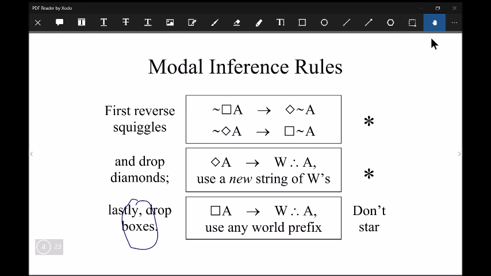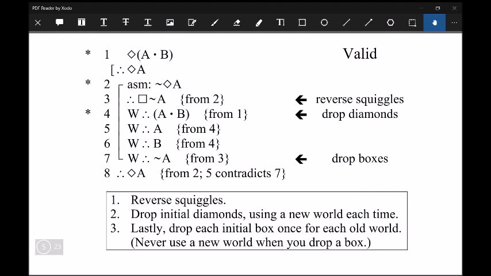So necessary A, and you don't start with this because you might have to use it more than once if you have various worlds, and if they come up later and whatever. So reverse squiggles first, and drop diamonds, and lastly, drop boxes. And there you go. This was our sample that we did last time. It's necessary that if A then B, and therefore, if it's possible that A then it's possible that B. That's valid.